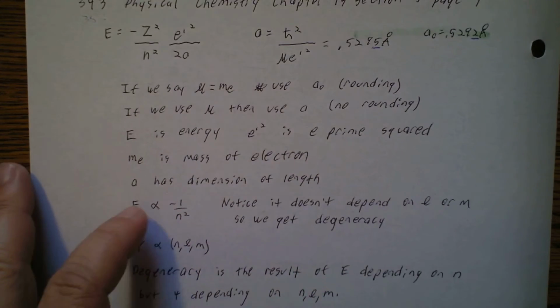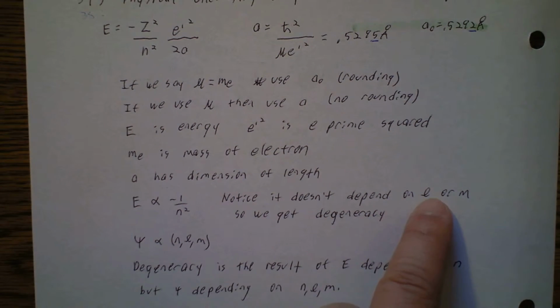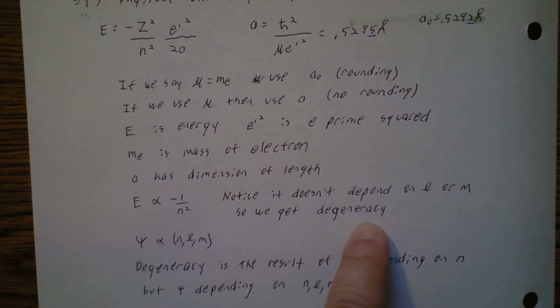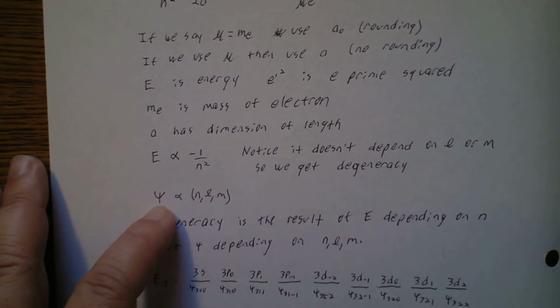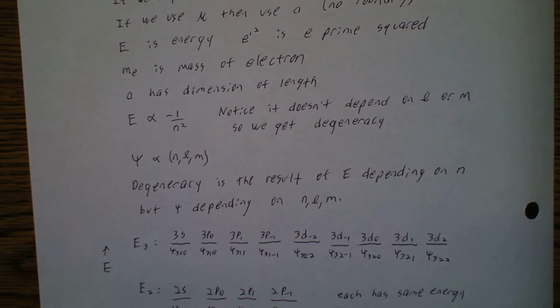So energy is proportional to minus 1 over n squared. Notice it doesn't depend on l or m. So we get degeneracy. We have psi proportional to n, l, and m. Now remember, degeneracy is the result of energy depending on n, but psi depending on n, l, and m. So we have different states that have the same energy.